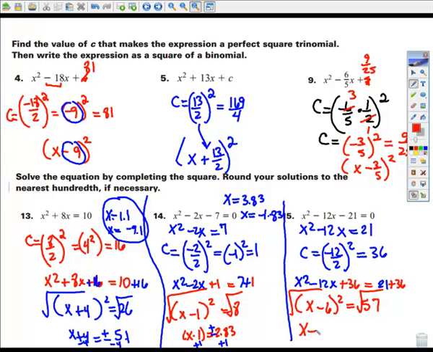Square root, 7.55, positive and negative. I'll add 6. So if I have positive 7.55 plus 6, that's 13.55. Negative 7.55 plus 6 is negative 1.55.